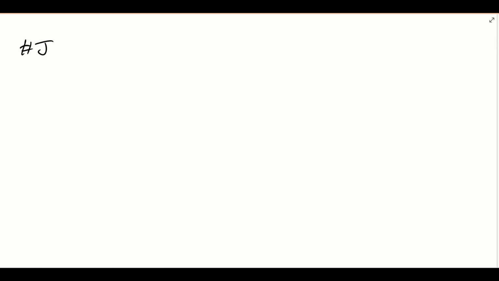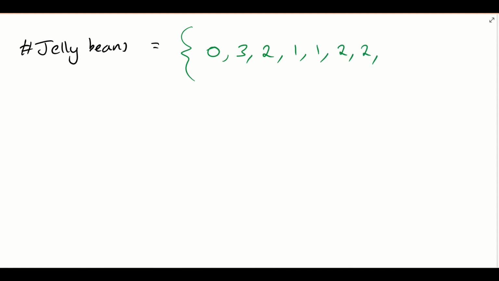So the number of jelly beans eaten by each kid at a birthday party. And we take our data set. So the first kid eats 0 jelly beans, someone else eats 3 jelly beans, someone eats 2 jelly beans, someone eats 1 jelly bean, someone else also eats 1 jelly bean, another person eating 2 jelly beans, 2 jelly beans, 3 jelly beans, and someone eats 4 jelly beans. What can we do with this discrete data set? We can organize it, and we organize discrete data sets into frequency or tally tables.